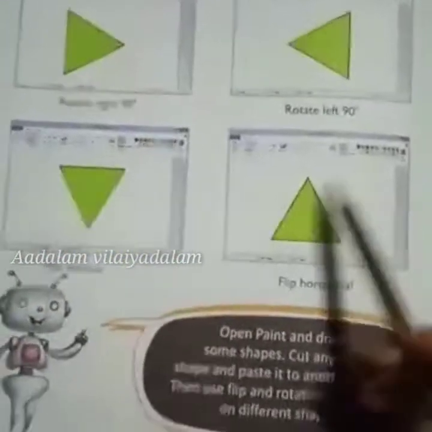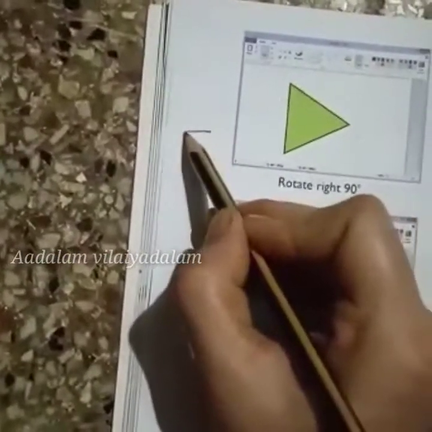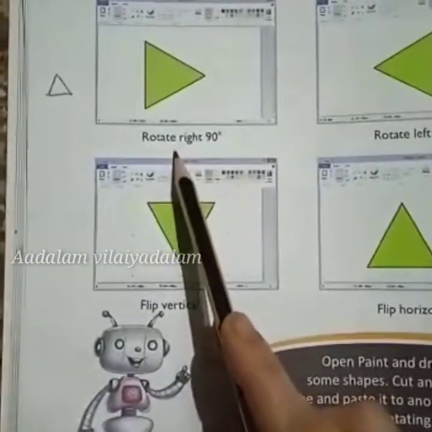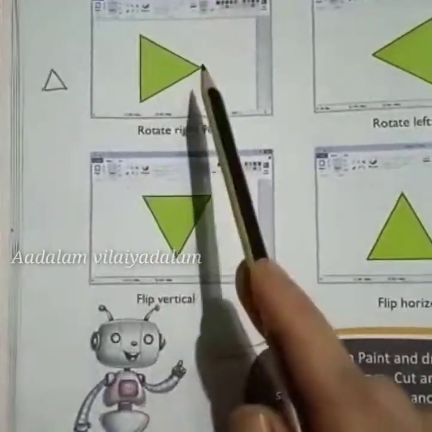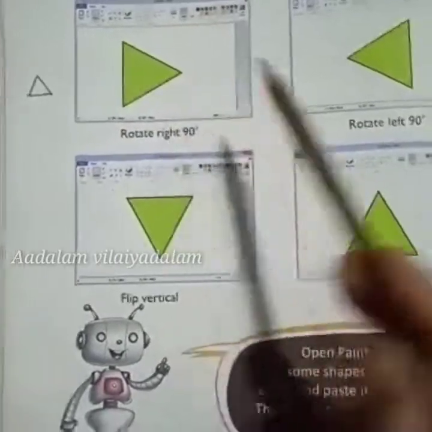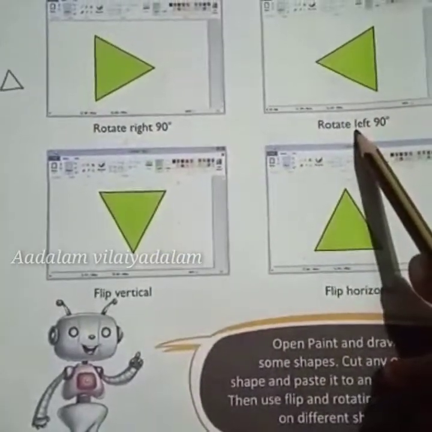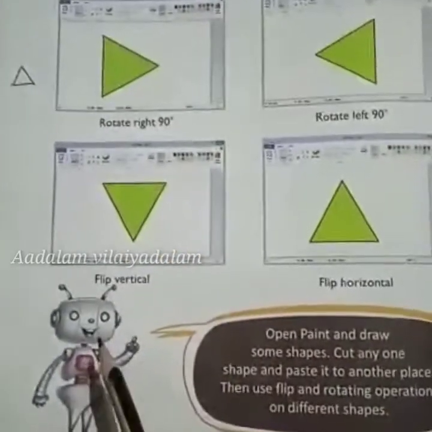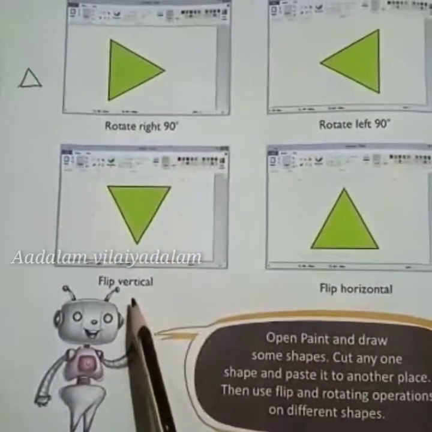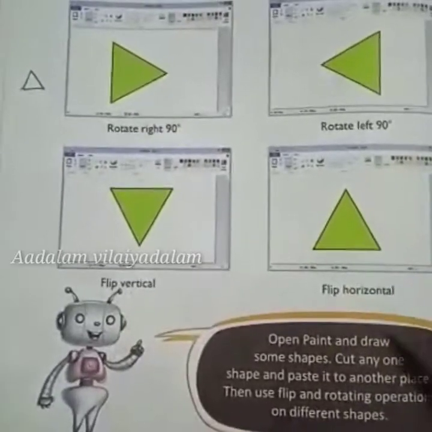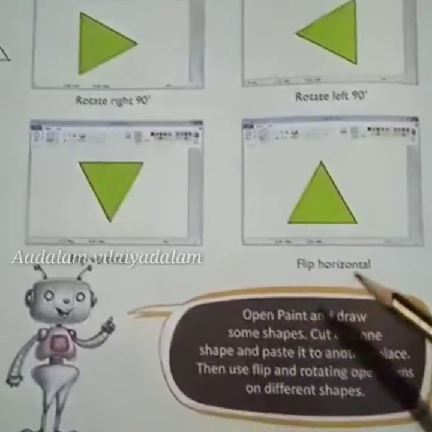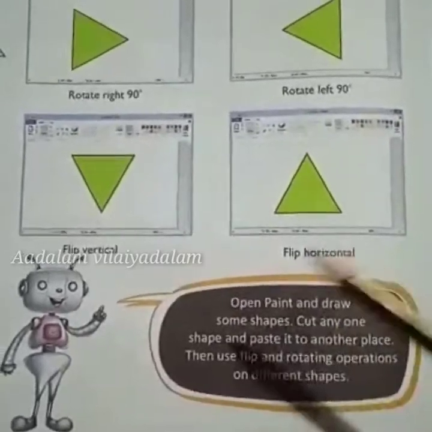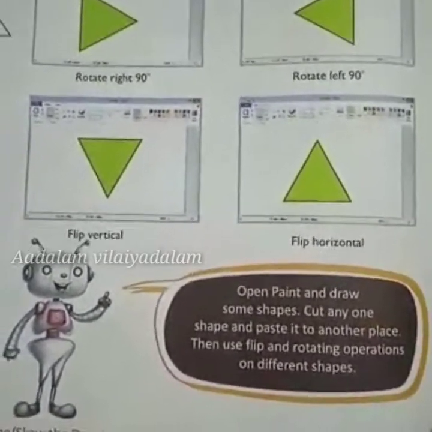Look at this picture. This is the image, the first image. If we click this rotate 90 degrees, the image will be turned like this. And then if we click rotate left 90 degrees, the image will be rotated in this direction. Flip vertical means the image will be vertically flipped, and flip horizontal means the image goes back to its own position.